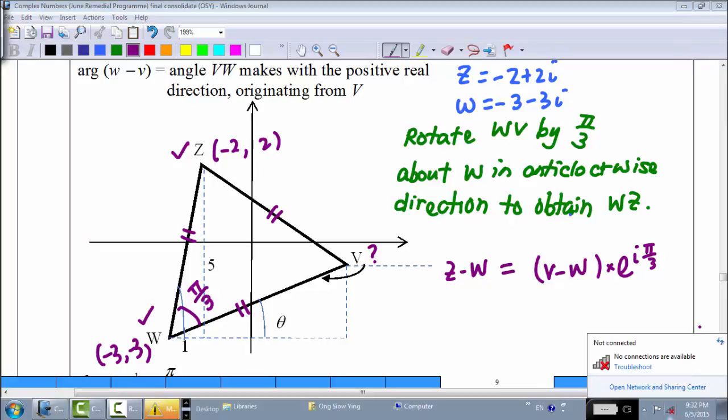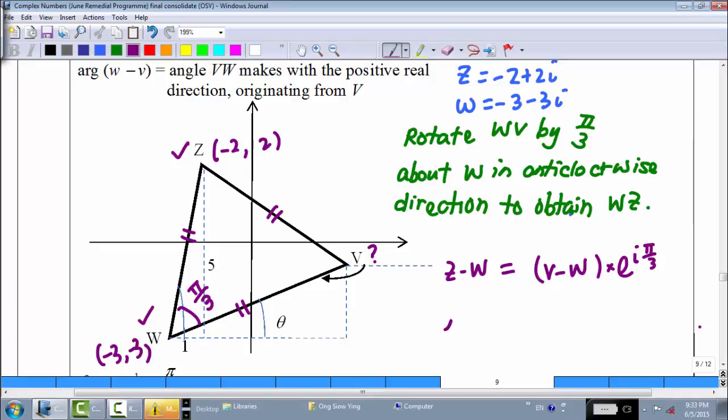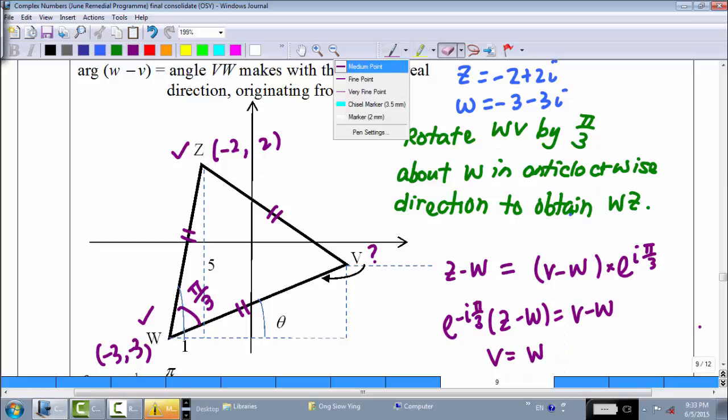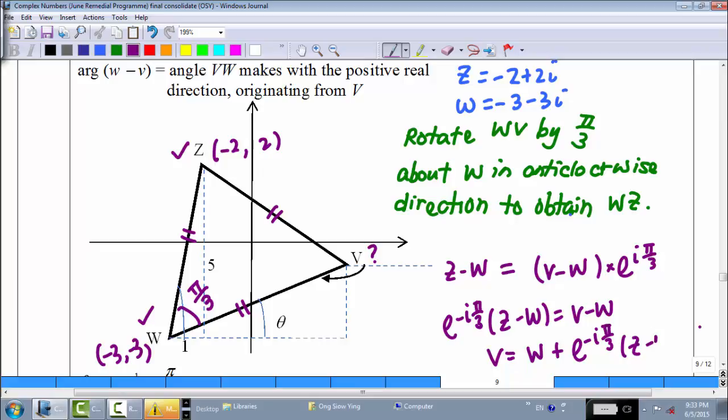Right? So from here, you notice that your job is to find V. So you have to rearrange everything. First, bring the e^(i pi by 3) over to the other side so that you can make V the subject. Then after that, bring the minus W over to the other side.